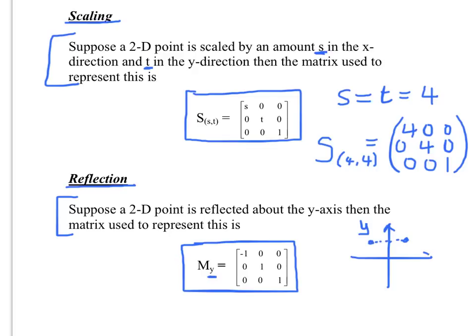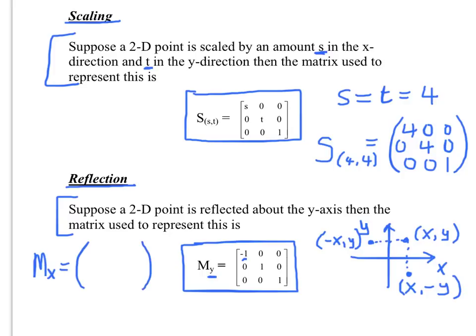You can also reflect about the x-axis, and hopefully you should see fairly clearly, if your point here was x comma y, reflecting it about the y-axis, it would become minus x comma y, hence the minus here in the x position. If you reflect it about the x-axis, it will be x comma minus y. So if I wanted to write down the equivalent for reflection about the x-axis, I would write down the matrix Mx is equal to 1, 0, 0, 0, minus 1, 0, and then 0, 0, 1.